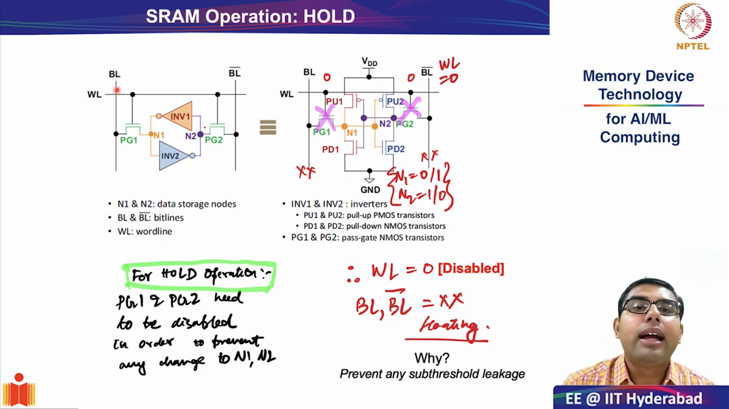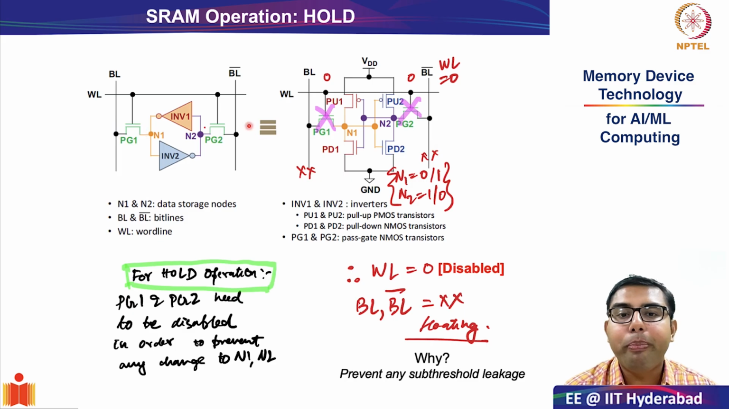So to summarize hold operation, the word lines are turned off by making word line go to 0. The pass gate transistors are off, and node 1 and node 2 are decoupled or isolated from bitline and bitline bar. Okay, this is the simplest SRAM operation.